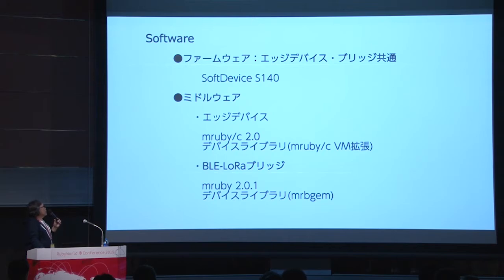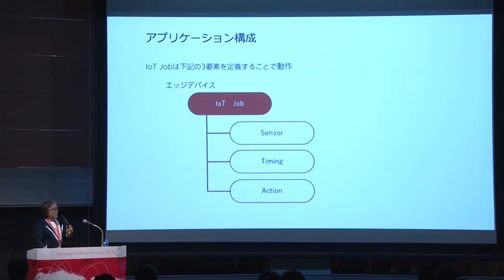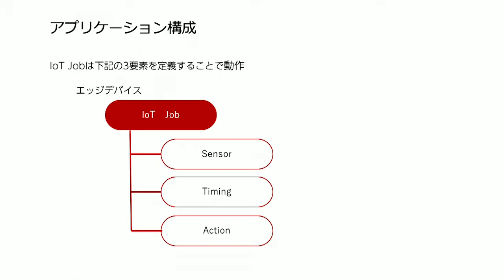And as for software, SoftDevice S140. This is common for edge and bridge, and this is the basic of the Nordic. And as for the edge device, where the sensors are mounted, we use the mruby sensor VM. And also the LoRa bridge, we also use the system as given here.